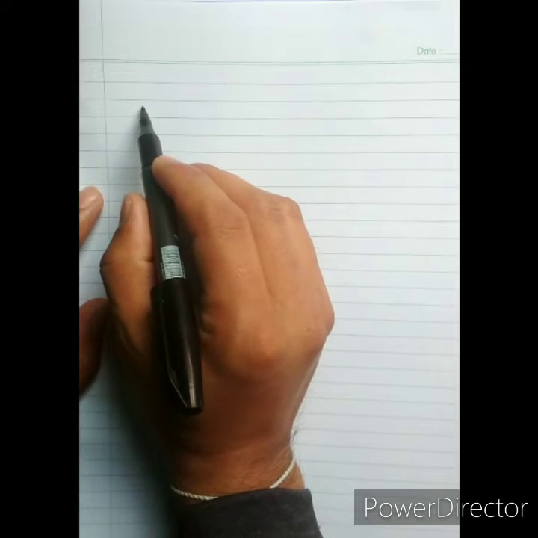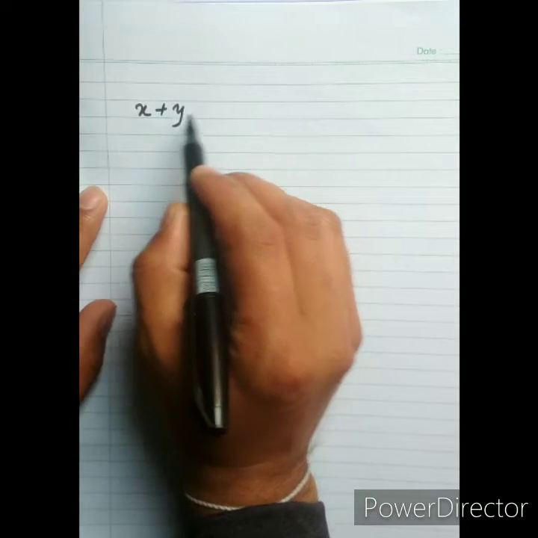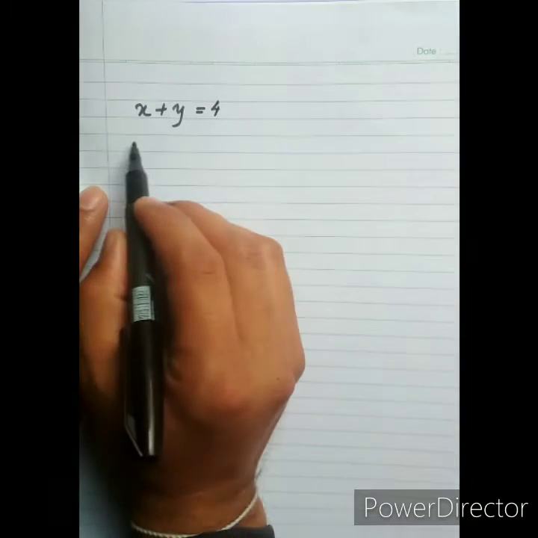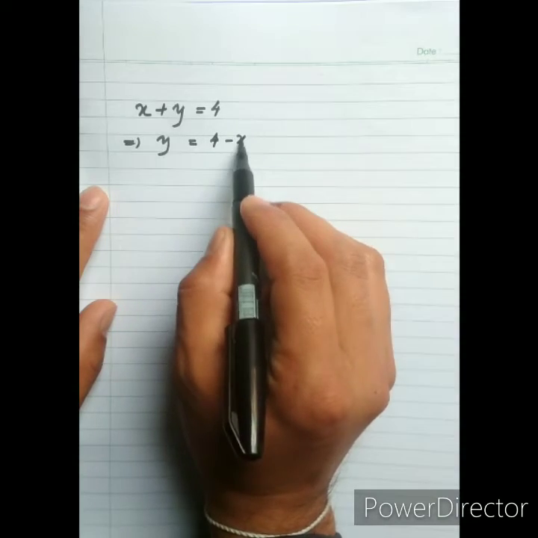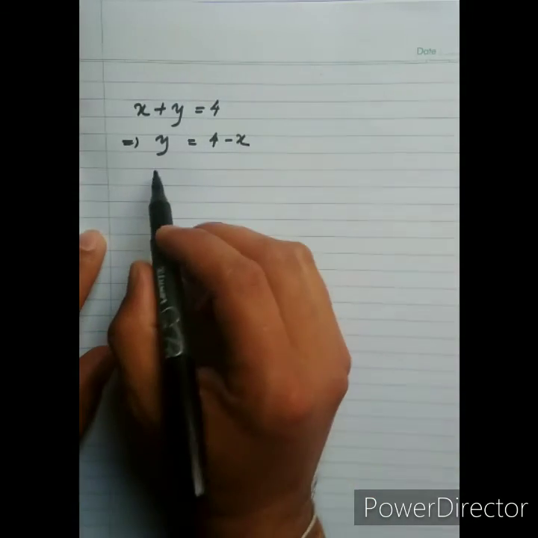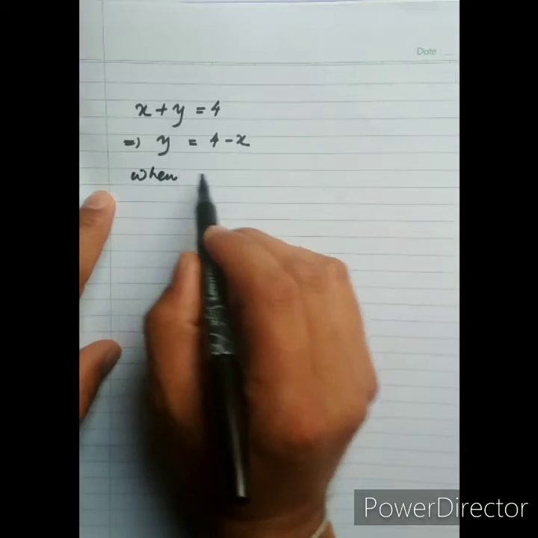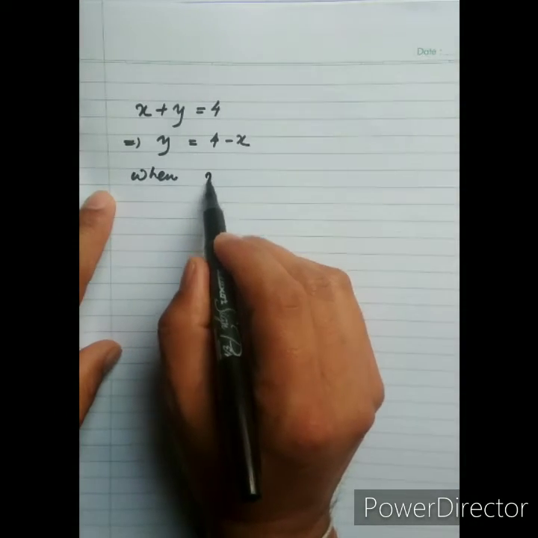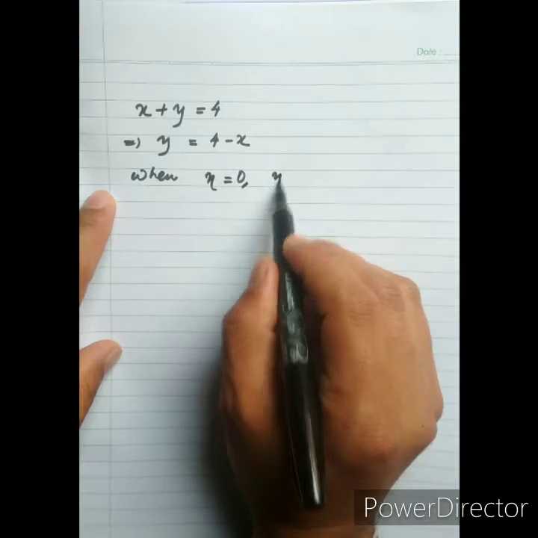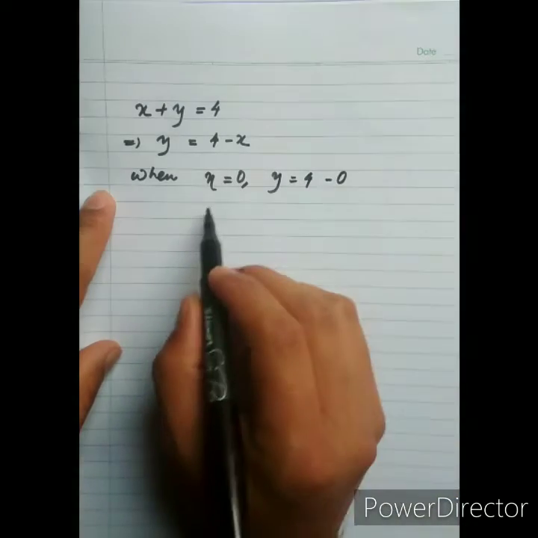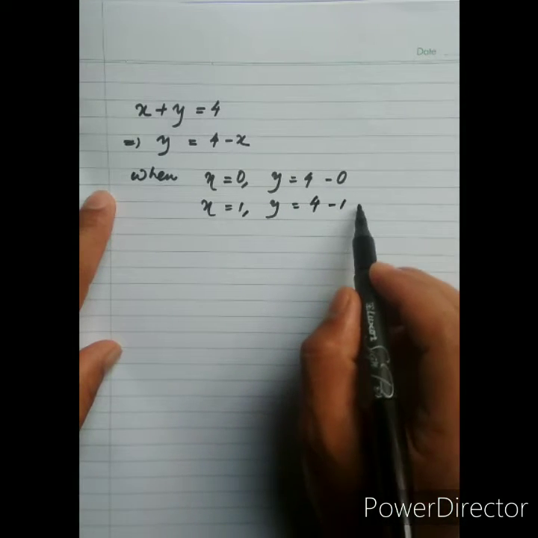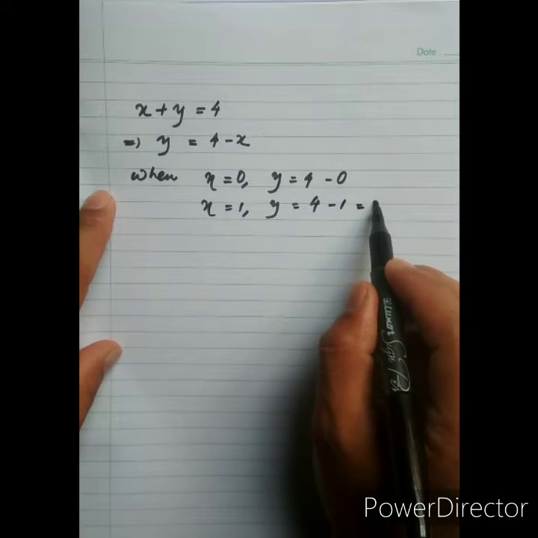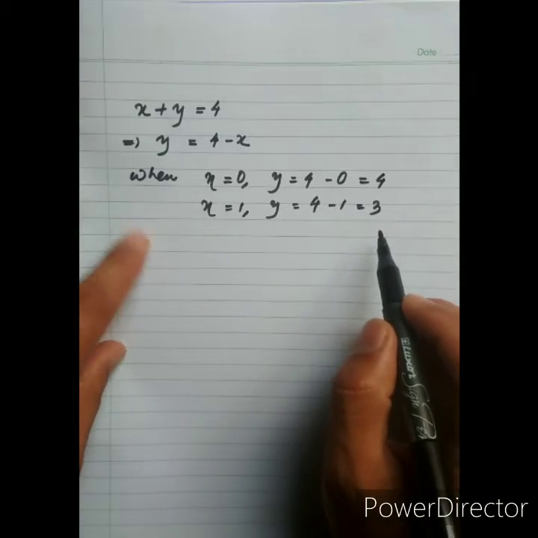Let me take one equation randomly: x plus y equal to 4. So I'm writing y equal to 4 minus x. We'll find out the solutions first. When x equal to 0, y will be 4 minus 0, which is 4. When x is 1, y will be 4 minus 1, then we get 3. Oh sorry, I was supposed to write 4 for the first one.